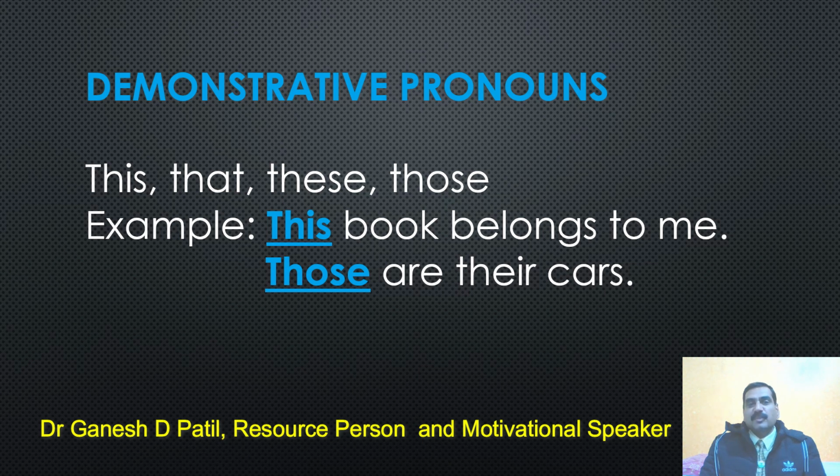For example, this book belongs to me. So this book shows that this is near, and those are their cats. So those show that the cats are away and there are many. And as these pronouns demonstrate, that is show near or away, they are called demonstrative pronouns.